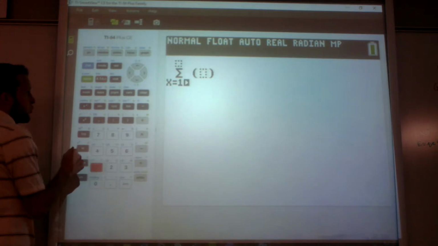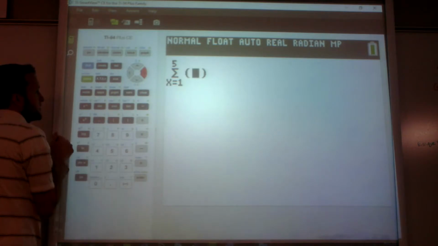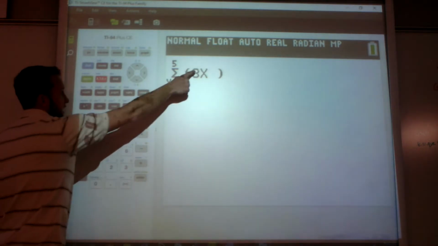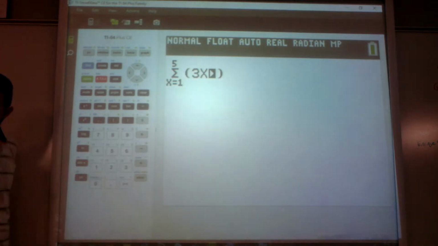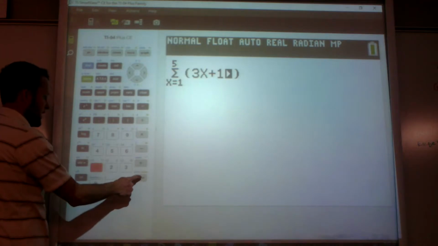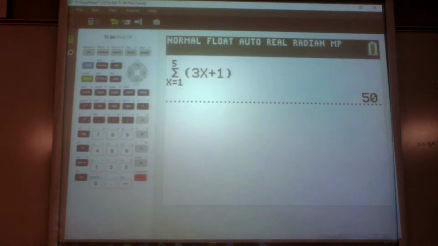What are we going to start with? Our lower limit is 1. Then we're going to go up. Our upper limit was 5. And then we did 3x. Make sure the letters here match. Was it plus 1? Yes, plus 1. And do we get 50? Yes, I think that deserves another applause. All right. So that's how you use your calculator to check your work.